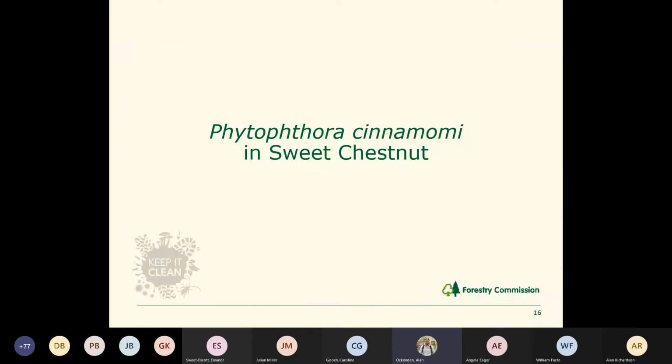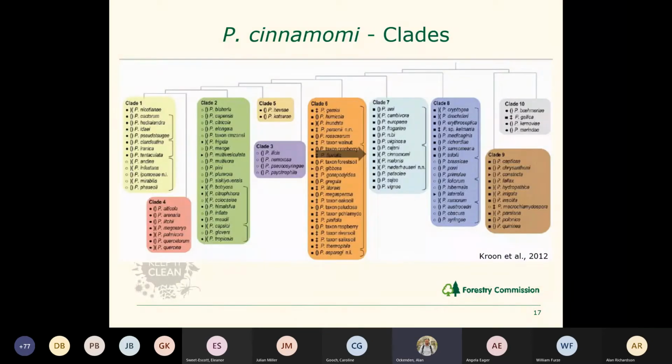So that's Remorum over through. We'll have a look at cinnamomi now. This is something that causes ink disease. It sits within a different clade now. We were looking at clade 8 for Remorum, we're now into clade 7 for cinnamomi.